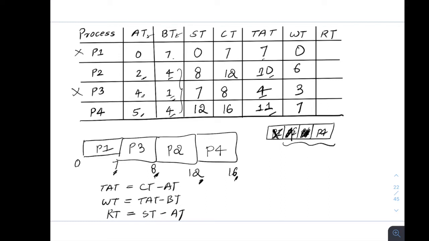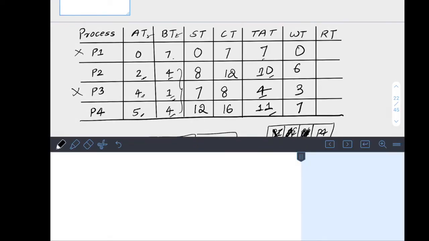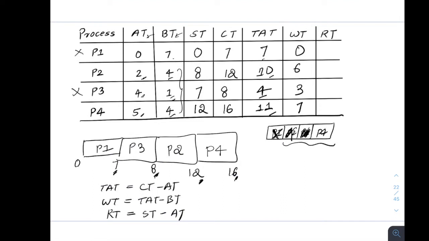Response time is start time minus arrival time. Start time here is 0. Arrival time is 0. This is 0. Start time is 8. Arrival is 2, so 6. Start time is 7. This is 4. This is 3. 12 minus 5, this is 7. Now you can do the average of all this if you want.